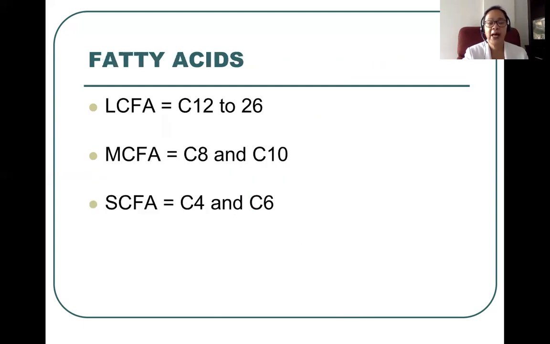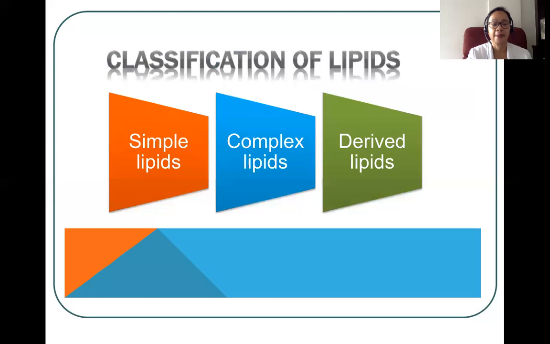Okay, we do have several terminologies. So when you talk about long chain fatty acid, you are dealing with a fatty acid containing 12 to 26 carbons. And a medium chain fatty acid has 8 to 10 carbons. And then the shorter chain fatty acid has 4 to 6 carbons.